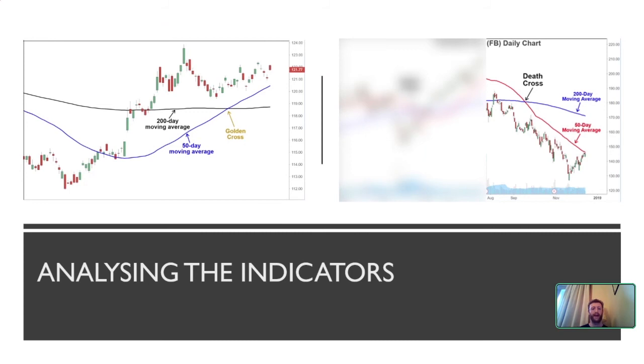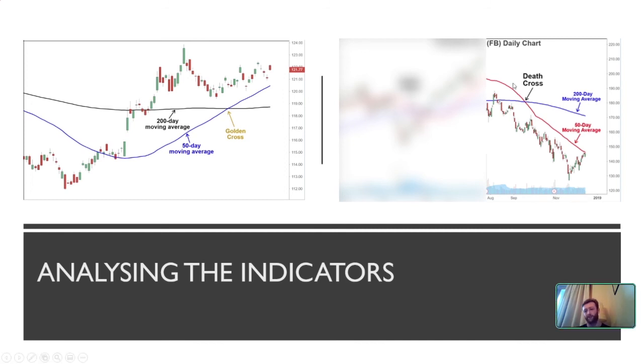We can also just analyze the indicators themselves. So these are showing what's known as the golden cross on the left and the death cross on the right. Now, the golden cross is when a short-term moving average moves above a longer-term moving average. In this case, we've got the 50-day moving average crossing above the 200-day moving average. And that's seen as a positive or bullish indicator for the stock. So it's probably going to keep going up. It's showing that there's more momentum recently than there has been long term.